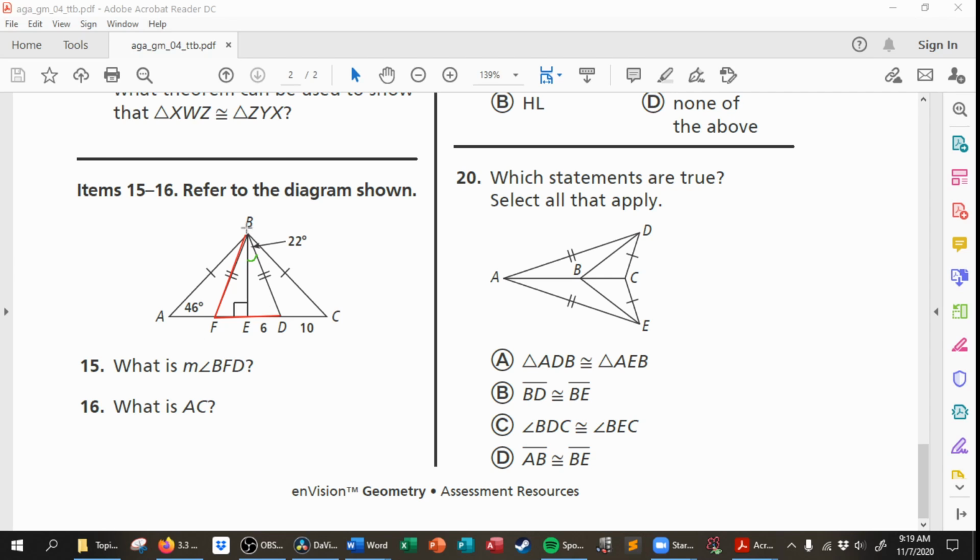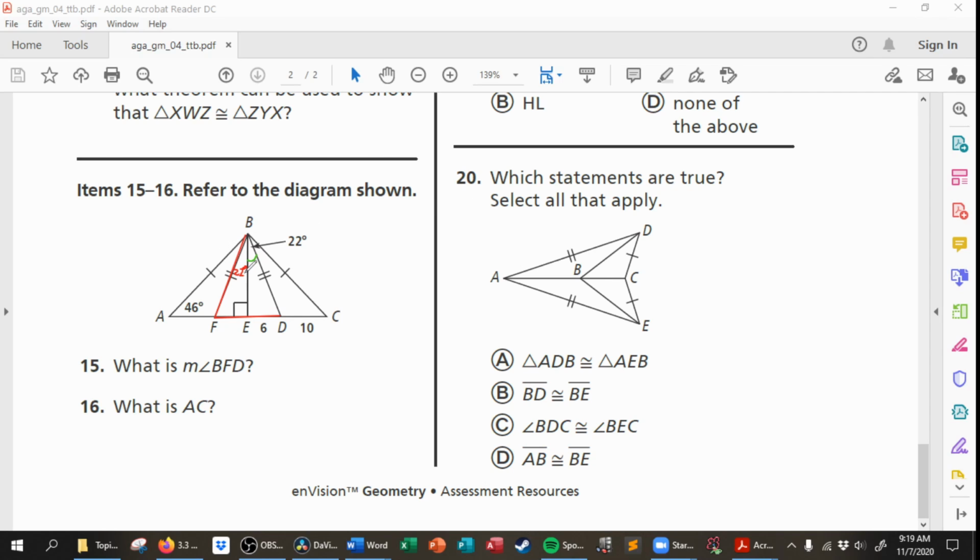What do we know if we start here and we hit this side at 90 degrees? It does two things for us. It cuts AC in half, and it cuts the angle ABC in half, but it also then cuts FBD in half. So if this side is 22 degrees, this side is also 22 degrees.